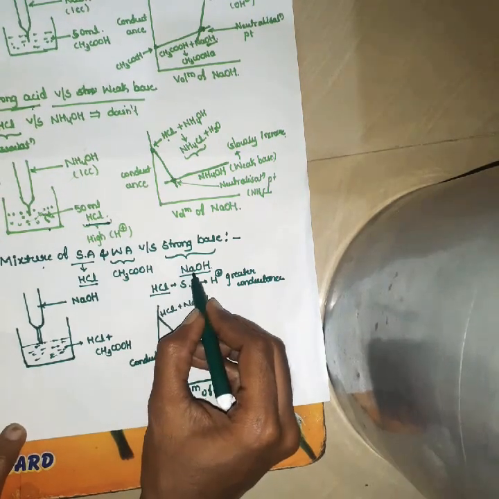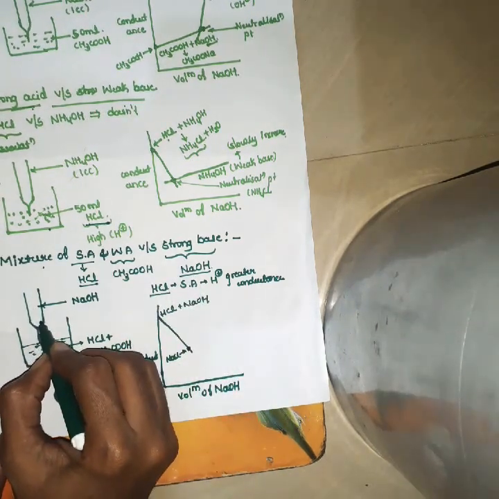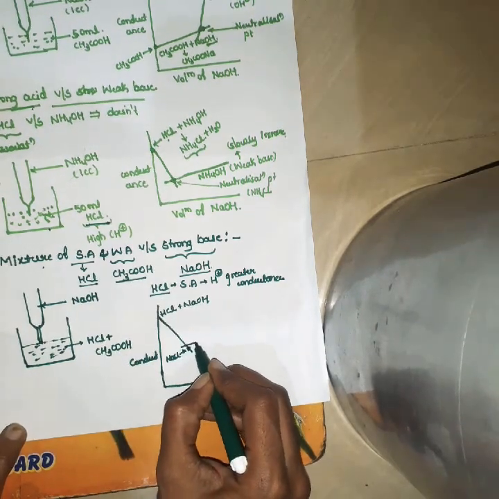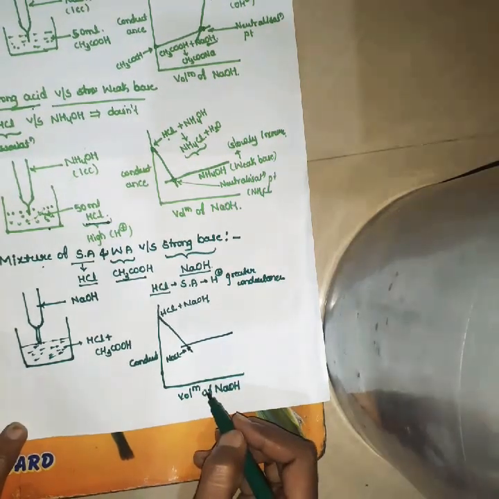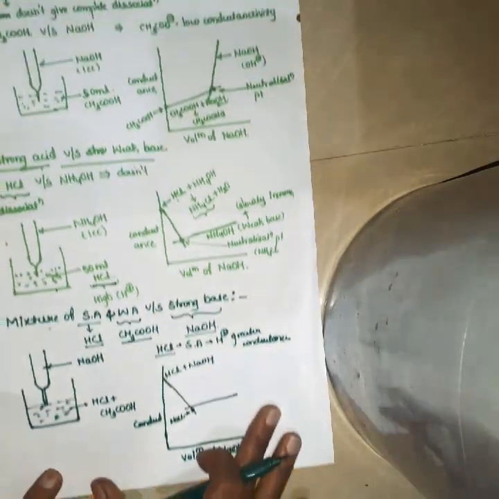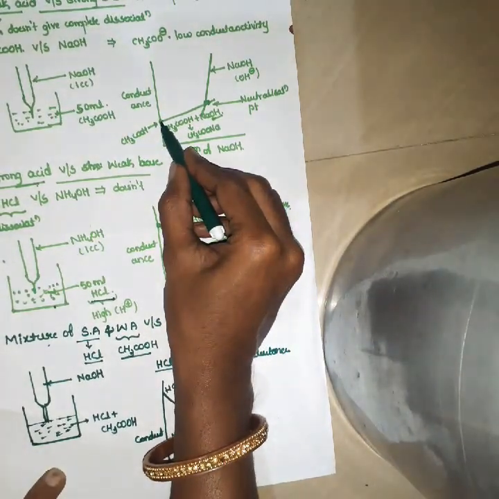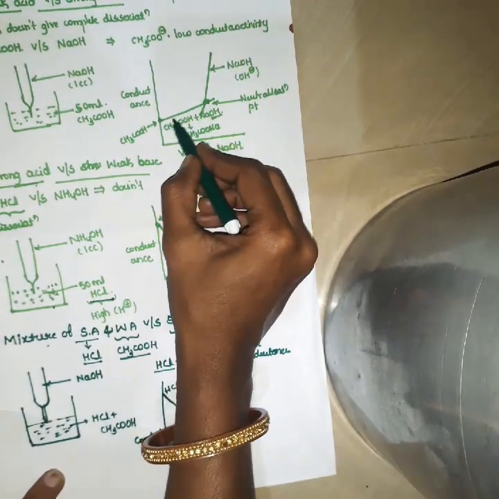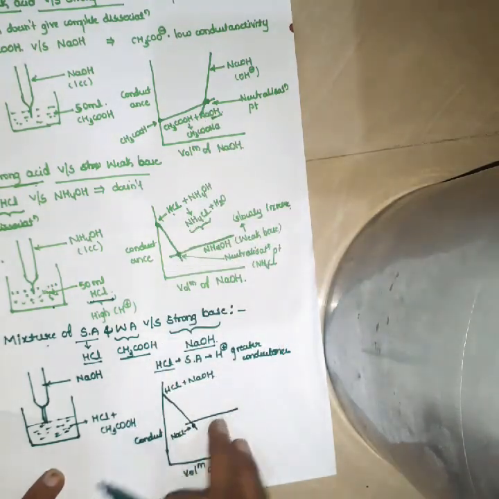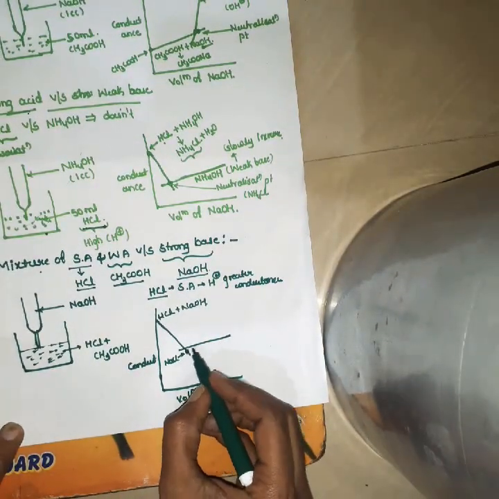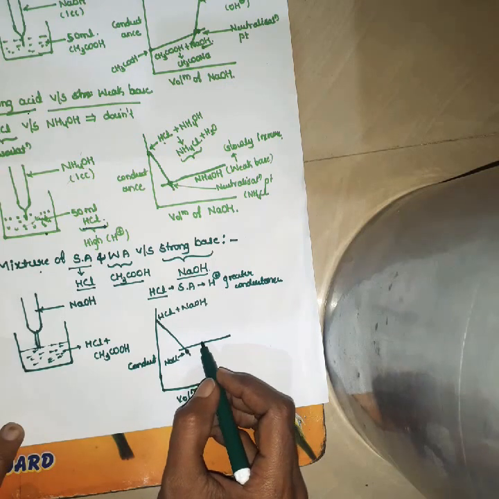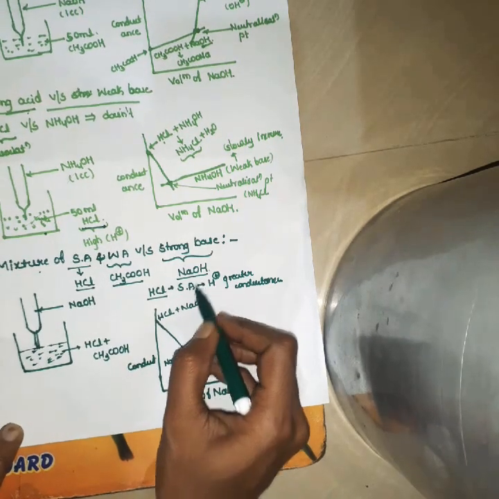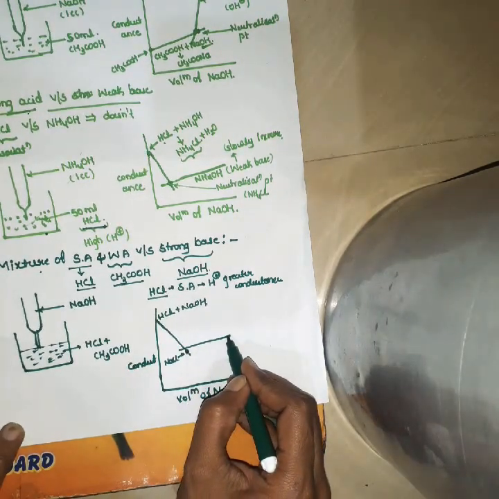After that, NaOH from the burette reacts with acetic acid, the weak acid. A little bit of increase in conductance takes place, because acetic acid has a lower conductance, so while adding NaOH the conductivity increases slightly. Here also, while adding NaOH to this mixture of HCl and acetic acid, the acetic acid reacts with NaOH and there is a slight increase in conductance.